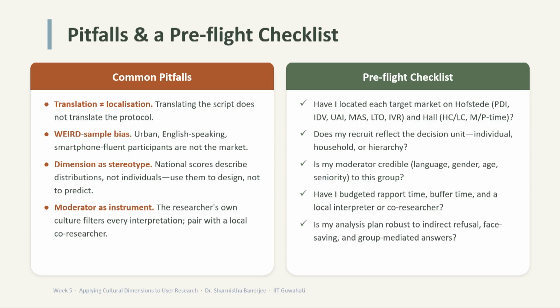The common pitfalls to avoid: translation is not equal to localization. Weird sample bias: urban English-speaking people are not real representatives of every country. Dimension as a stereotype: national scores describe distributions, not individuals. So Hofstede's dimensions need to be used carefully.